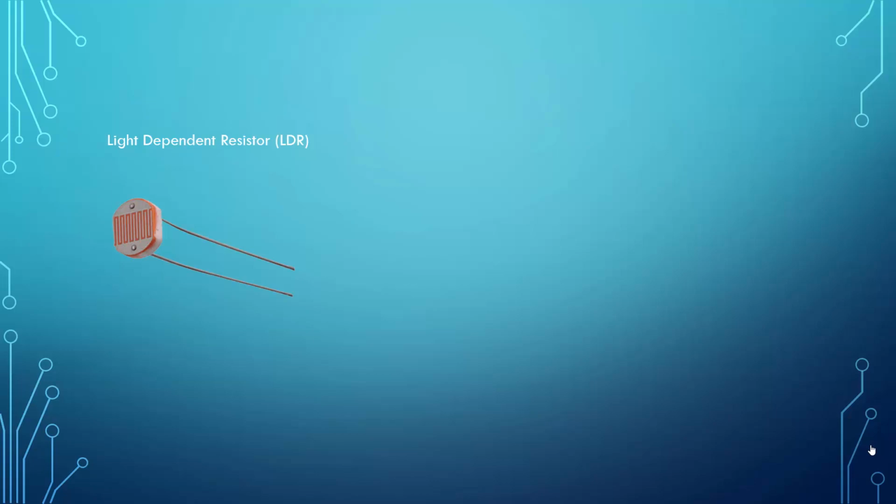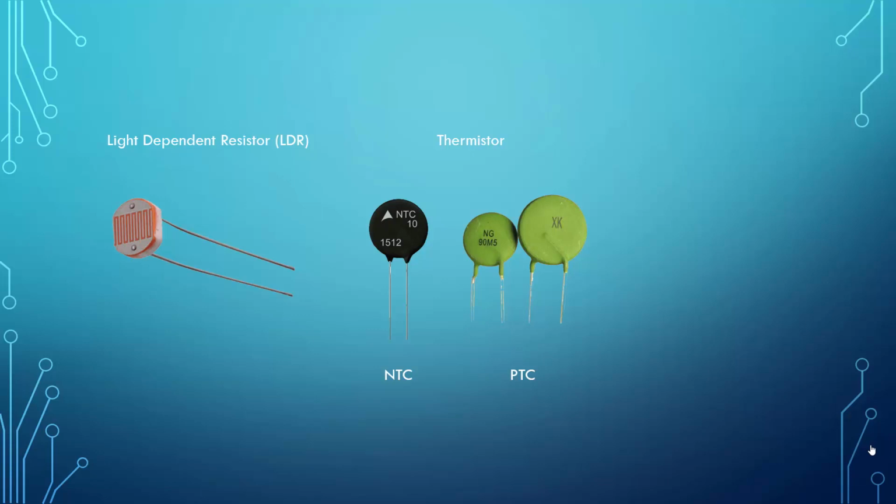Another case is the thermistor. As the name indicates, thermistors are heat-sensitive resistors. The resistance of the thermistor varies with temperature. Some of them have a negative temperature coefficient, where the resistance decreases as the temperature increases, named NTC, and others have a positive temperature coefficient, named PTC.